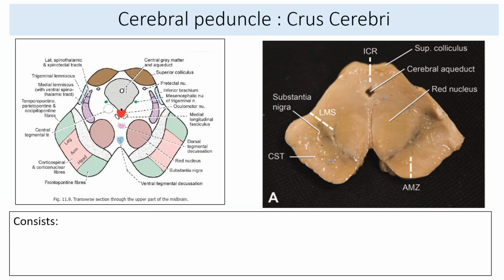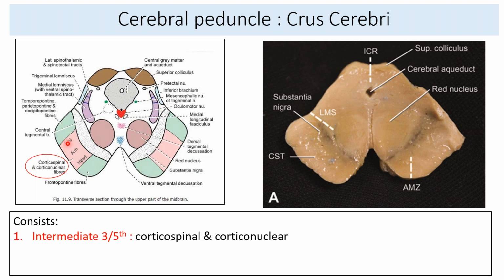So let us see what the constituents of these fibers are at the level of the crus cerebri. In the middle part, you can see the corticospinal and corticonuclear fibers in such a way that the more medial fibers represent the upper part of the body and the lower body is represented in the lateral part of the crus cerebri. So this intermediate 3/5 area of the crus cerebri is occupied by the corticospinal and the corticonuclear fibers.